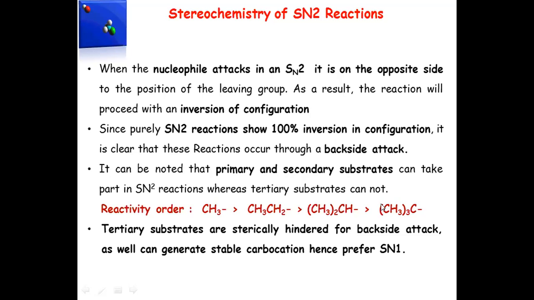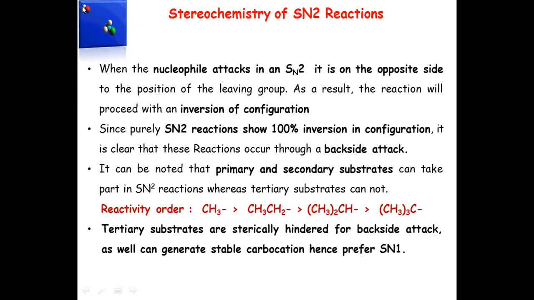Tertiary has bulky groups. For example, tertiary butyl group, the smallest group is methyl, and there are 3 methyl groups. So if the nucleophile starts attacking from the backside, there is steric hindrance, and because of that, backside attack becomes impossible. Therefore, such kind of substrate will never undergo SN2 reaction, rather it will prefer the SN1 type of reaction.